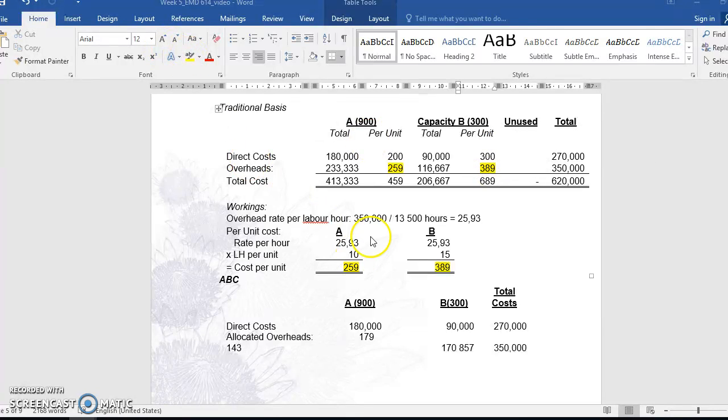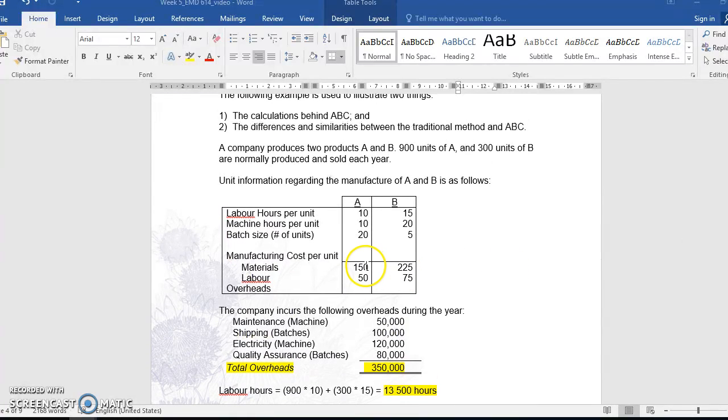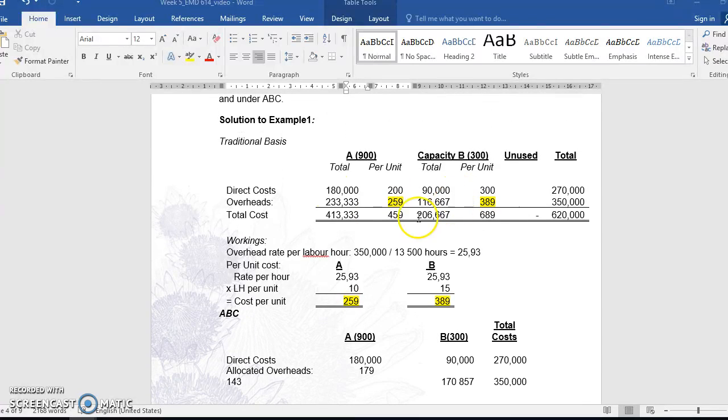Okay, and that is just simply the overhead cost. The direct cost is very simple. It is simply material and labor, 150 plus 50; direct material and direct labor is also known as direct cost. So that's the 200 for A, and for B it's 225 plus 75, which is the 300 for B. So that's where you get the 200 and the 300 respectively. And in total, 200 times 900 is 180,000, 259 times 900 is 233,000, and there you get the total cost. And likewise for B, 300 times 300 is 90,000, and 389 times 300 is 116,667, and then you get the total. And that is the answer to the traditional method.